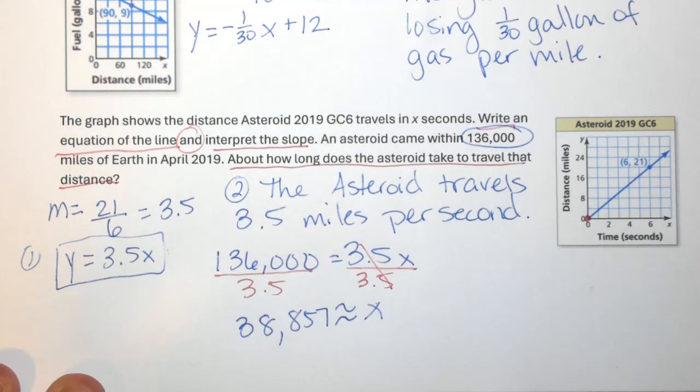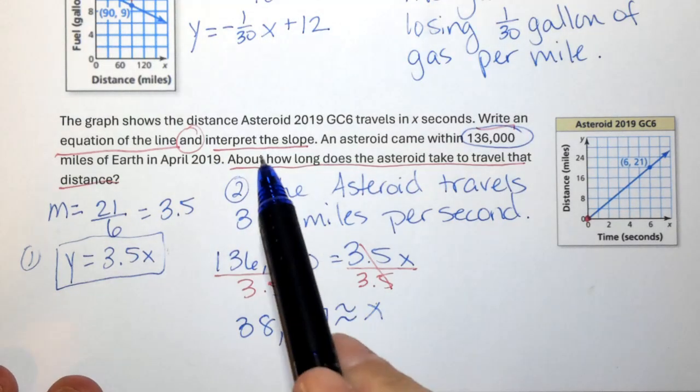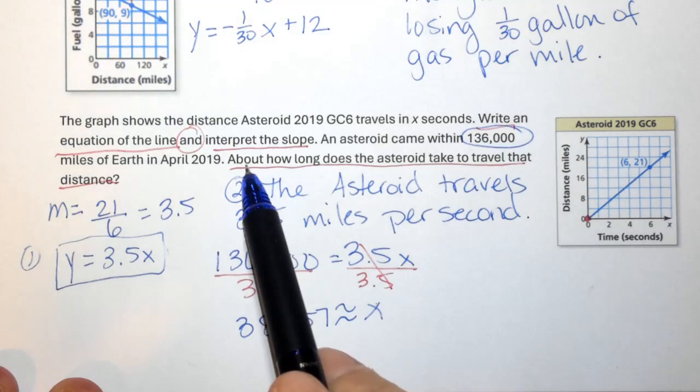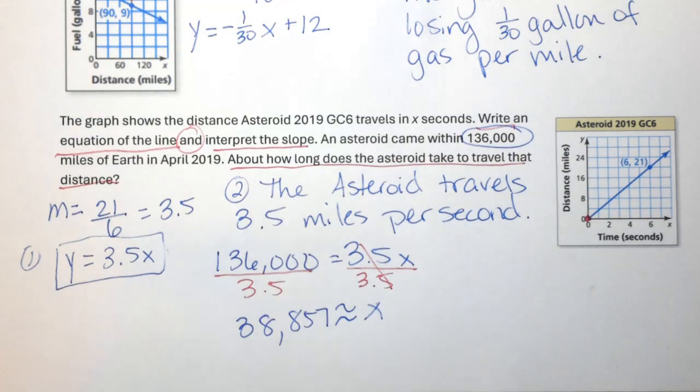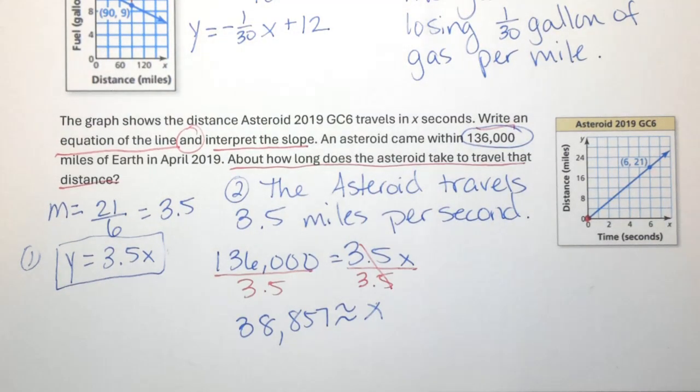38,857. But since we have a word problem, that means our answer has to be in words, because it doesn't say what is x, and that's all I have is x, right? We have to answer a question in words. About how long does it take the asteroid to travel that distance? So you have to put that part into words.